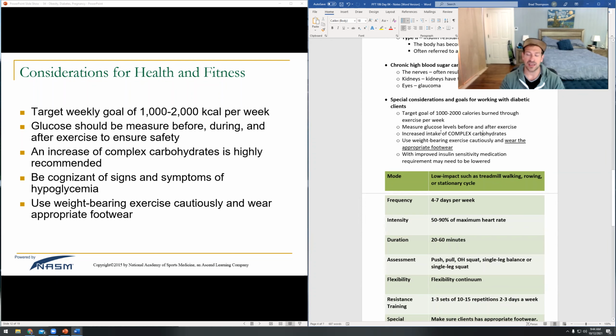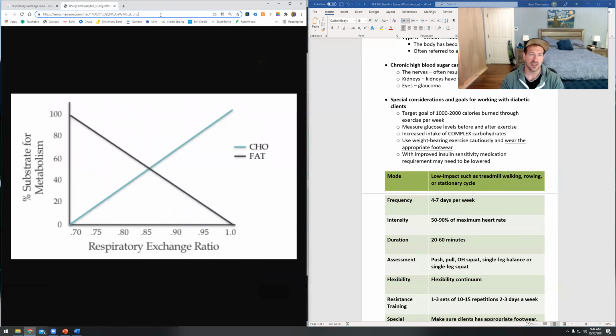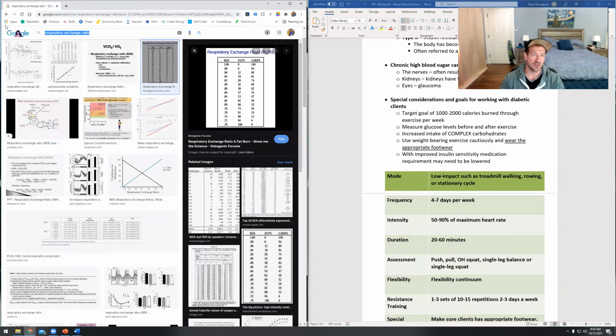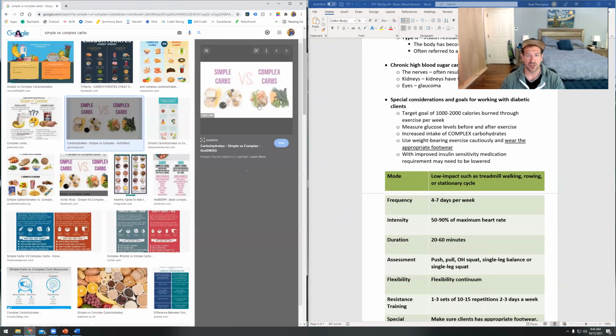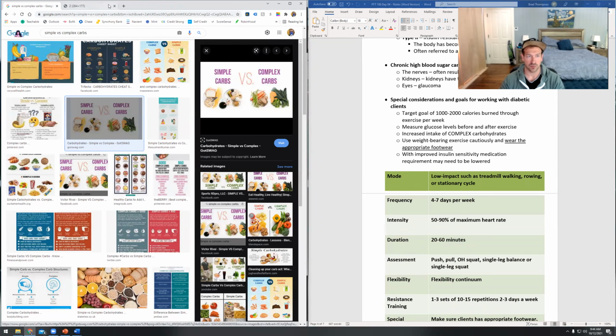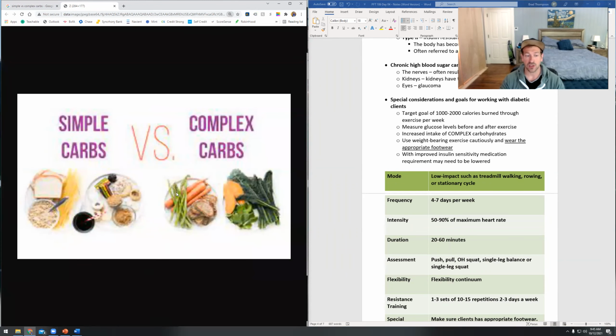And then increase their intake of complex carbohydrates. If they have diabetes, and their doctor will have already talked to them about this, we are going to encourage them to consume complex carbohydrates rather than simple carbohydrates. If we look at the difference between simple versus complex carbs, complex carbs are very high fiber foods, things that are going to take a lot longer to break down. There could even be the same number of carbohydrates here as there are in this picture over here.